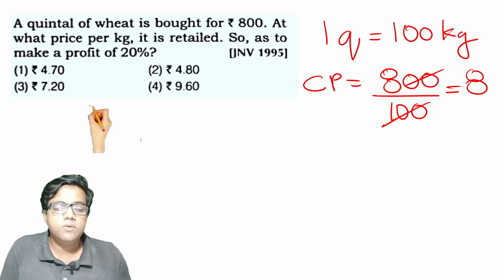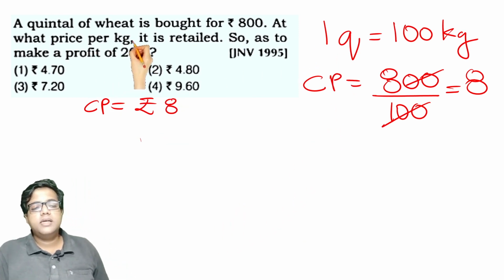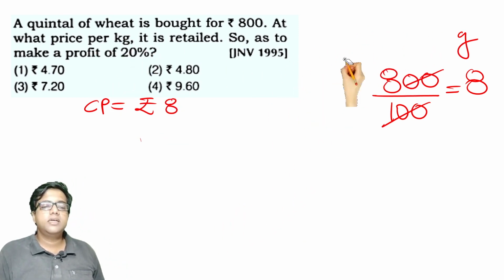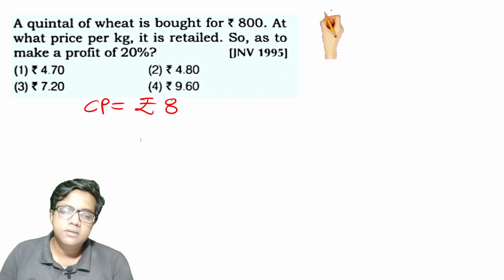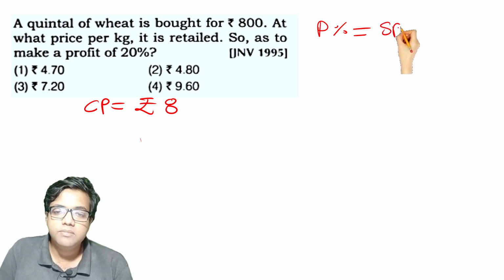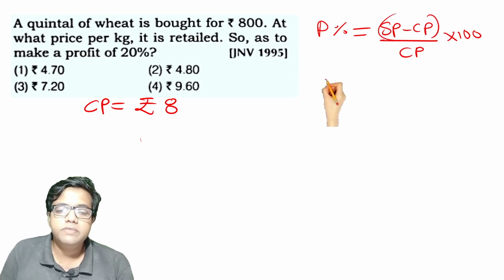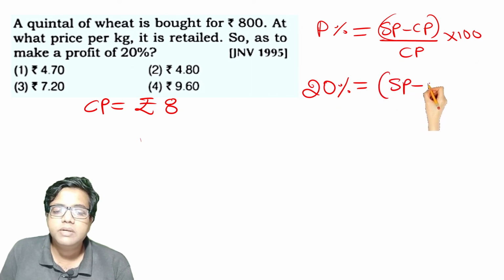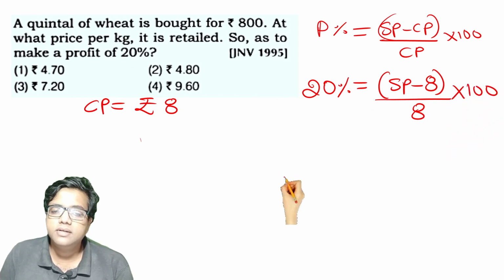So cost price is equal to 8 rupees. At what price per kg is it sold so as to make a profit of 20%? So we need to make a profit of 20%, and we know the formula for profit: selling price minus cost price by cost price into 100, right? So we know the profit needs to be 20%, and we don't know the selling price, but we know the cost price per kg is 8 rupees into 100, right?